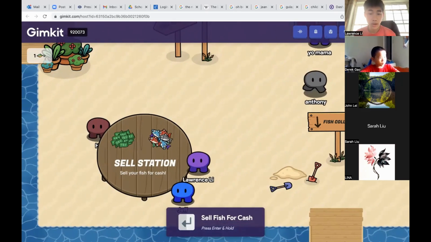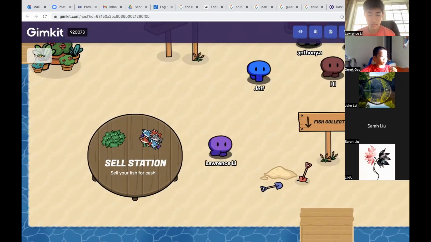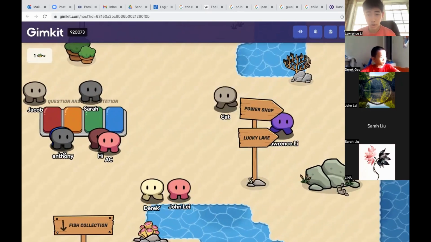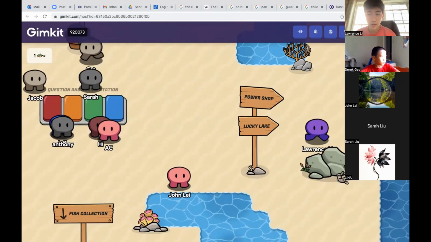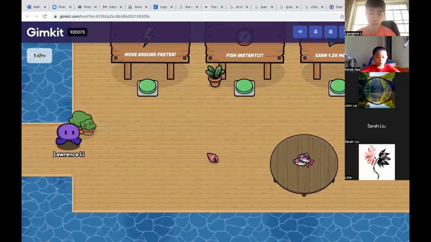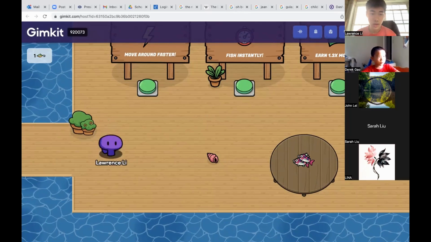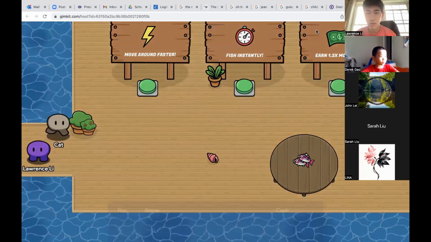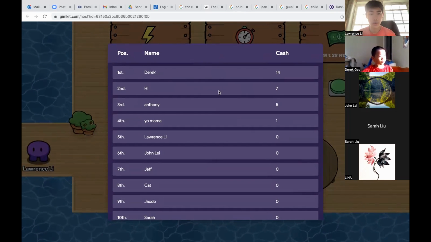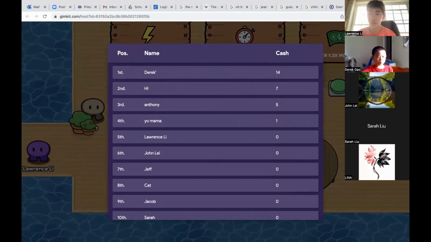Bottom left, you can actually sell your fish, and you will get cash for selling your fish. If you go all the way to the right, there is Lucky Lake, and you guys can get upgrades in the power shop. Let me show you the leaderboard. Derek is leading on the leaderboard right now, with Hi, Anthony, and Yo Mama following.